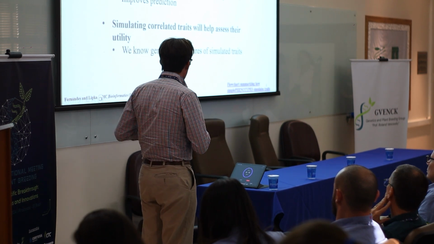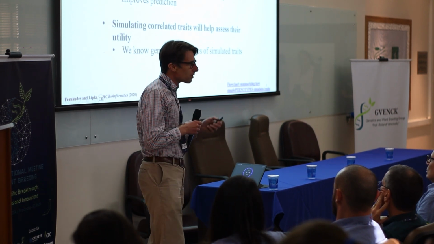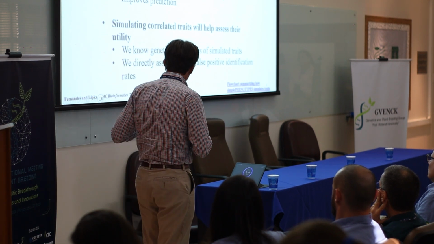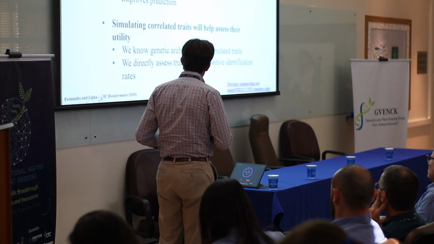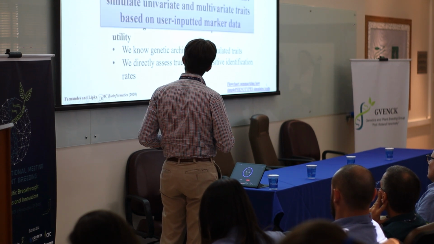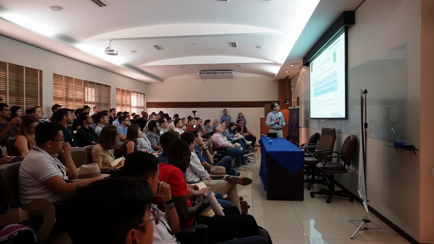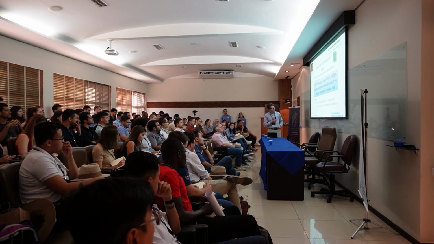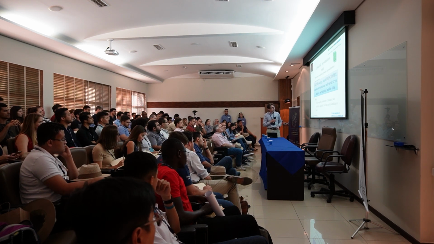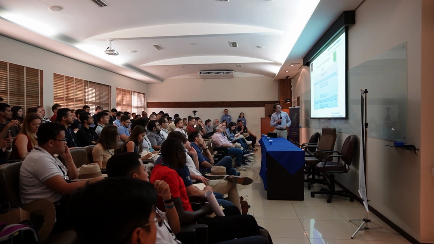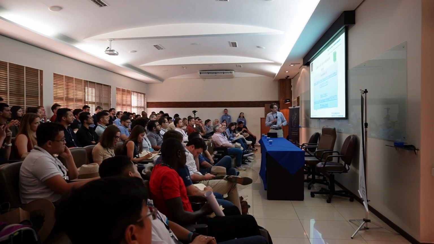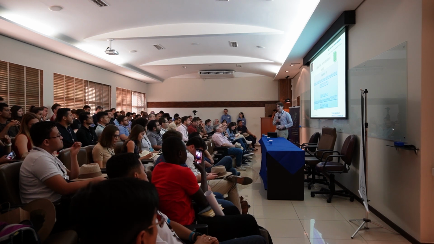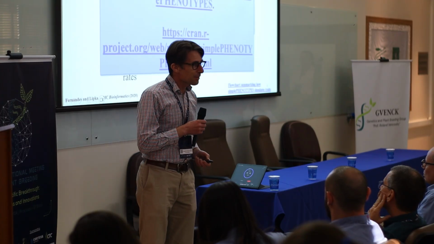Because if we're simulating traits, we know the truth. We know what the actual genetic architecture of the trait is, right? And so therefore, we can directly assess true and false positive identification rates. And so, thanks to the heavy lifting of Professor Fernandez, we developed this R package called Simple Phenotypes. And it's available on GitHub, and Professor Fernandez still updates the GitHub maybe on a monthly basis.